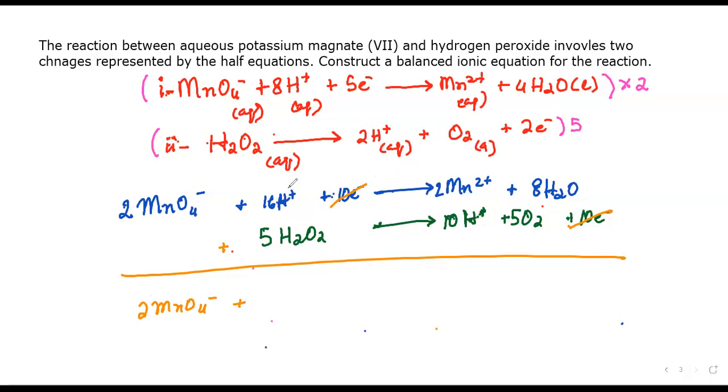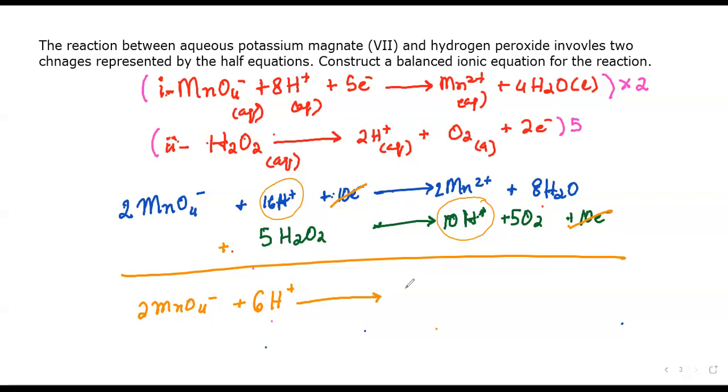Over here, if you take a look, I have 16H plus and then I have 10H plus. Both of them are on the opposite side of the equation. When they are on the opposite side of the equation, we always subtract. So 16 minus 10 becomes 6H plus. So I won't write down 16H plus, I will write down 6H plus. That is why I went over this question, because I wanted to show that it's not just the electrons that get cancelled out. We can subtract other ions, other elements as well. If they are on the opposite side of the equation, we will subtract. If they are on the same side of the equation, we will add.